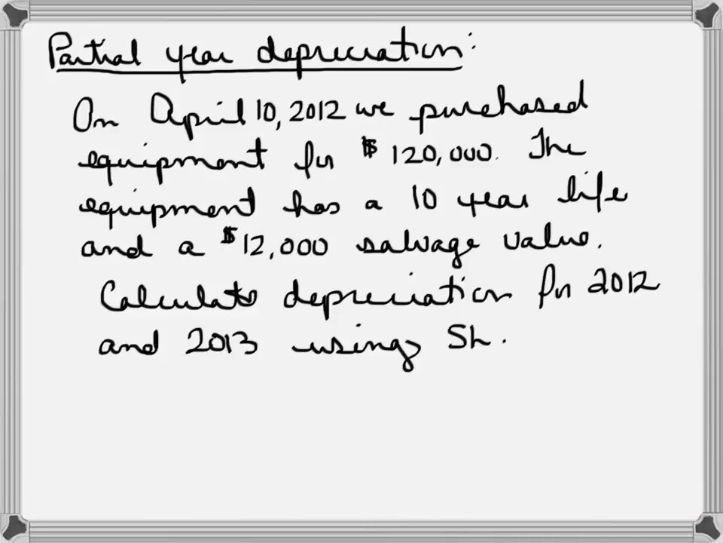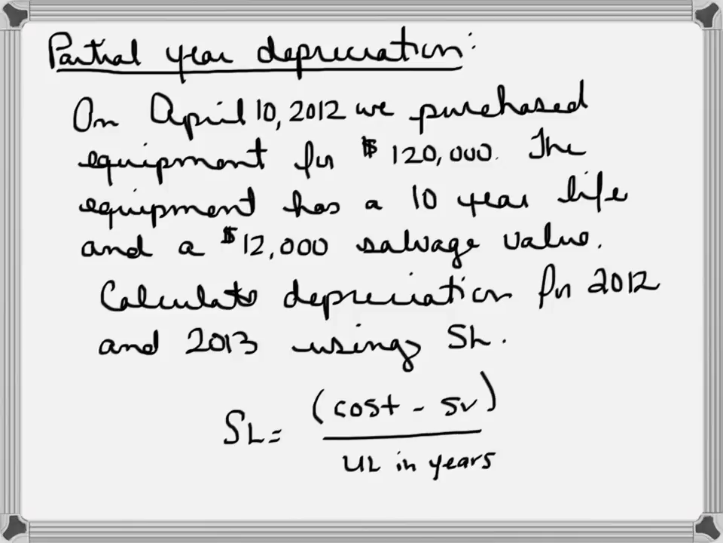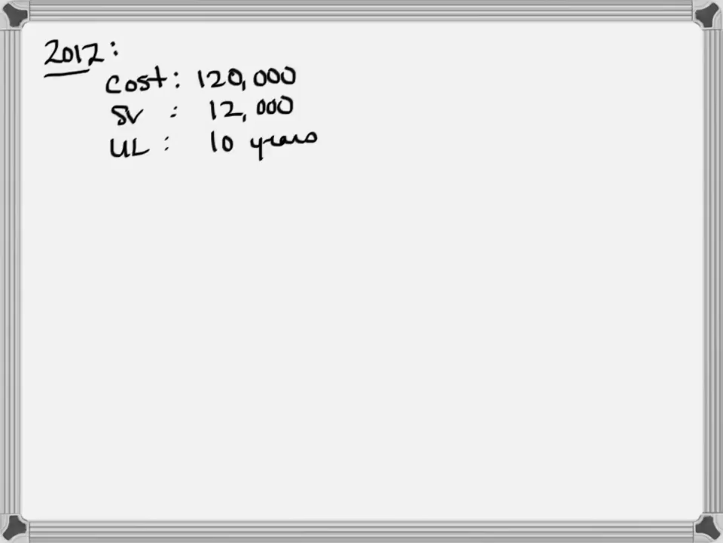Well, first off, let's review the straight line formula. What is the straight line formula for calculating depreciation? Cost minus salvage value over useful life in years. You need to know this formula. Cost minus salvage value divided by useful life in years. So there's three things, again, we need to know to do straight line. We need to know the cost, and in this case the cost was $120,000. We need to know the salvage value of $12,000, and then last is the useful life at 10 years.